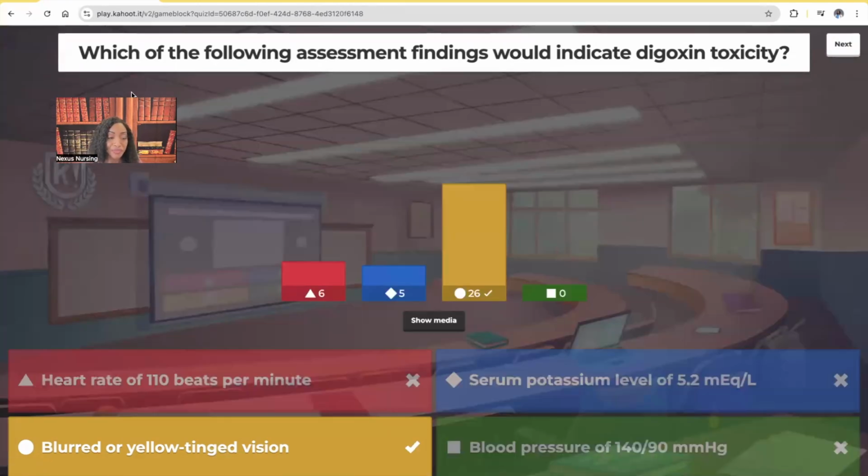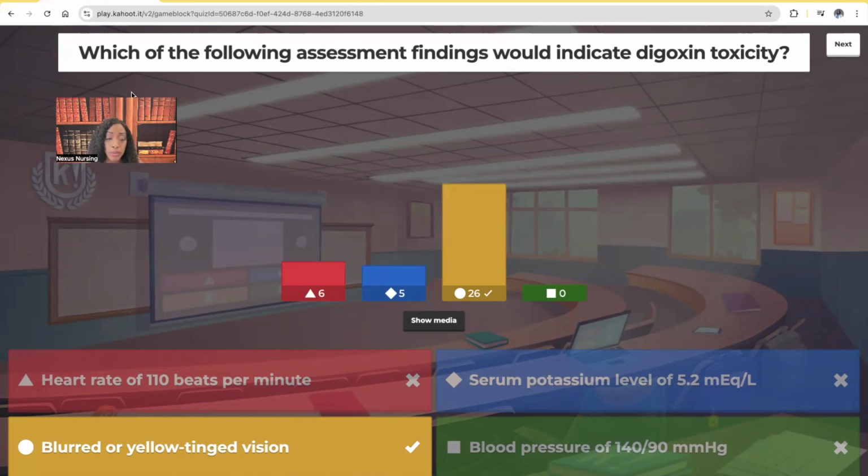Very good. Blurred vision or yellow tint vision, or the patient reporting seeing halos around their vision, nausea, vomiting, fatigue.